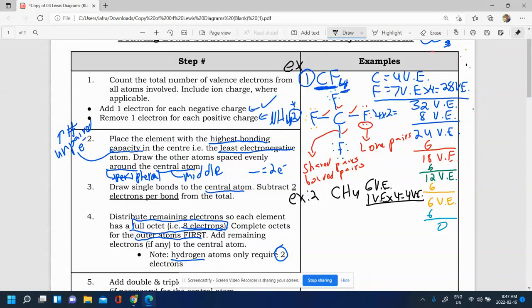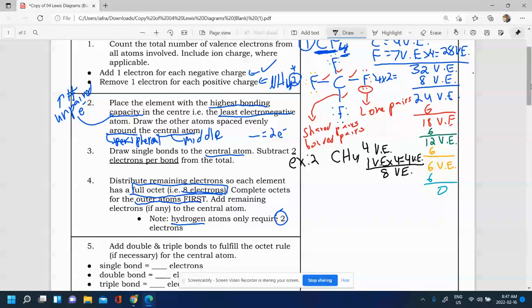6 plus 4 is 10. And actually, I already made a mistake. If you're thinking, wait, there's not 6 valence electrons for carbon, what are you talking about? You're right. It's in group 14. So there's 4 valence electrons for carbon. There we go. That's better. Times 4 gives us 4 valence electrons for hydrogen. And so that's a total of 8 valence electrons to play with.